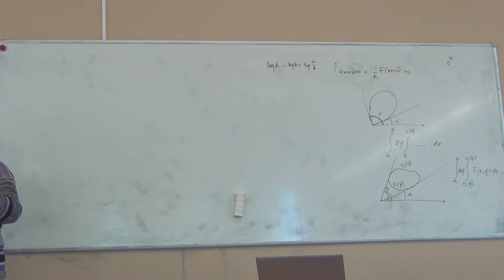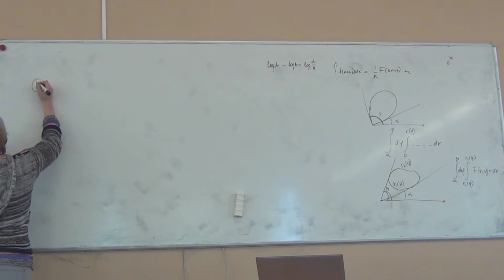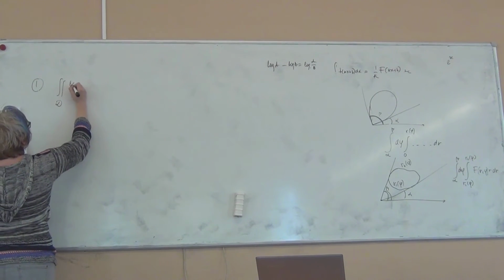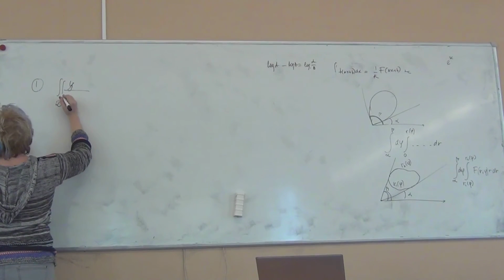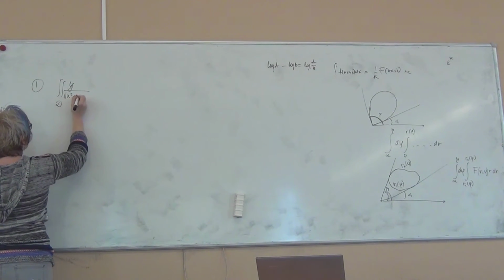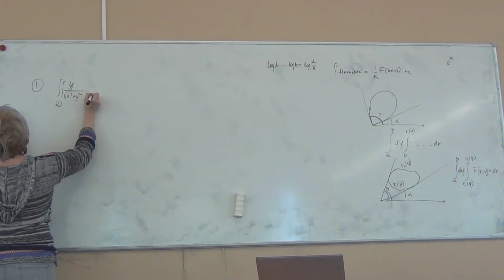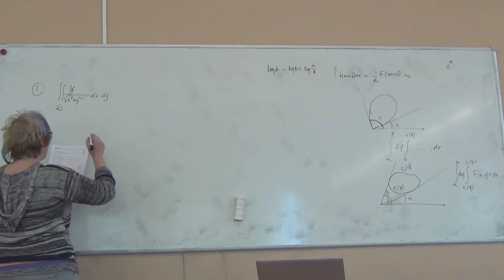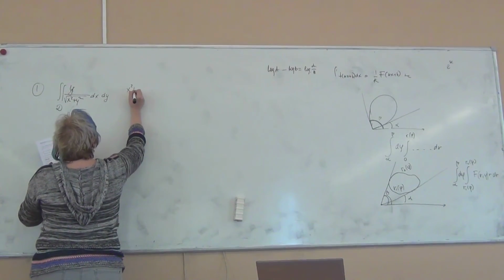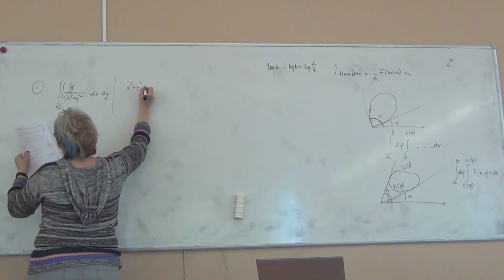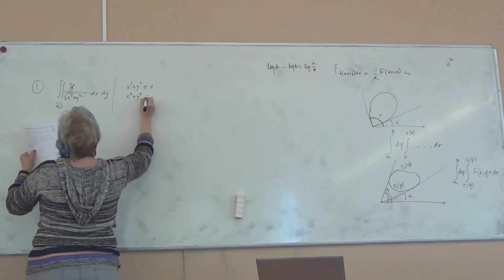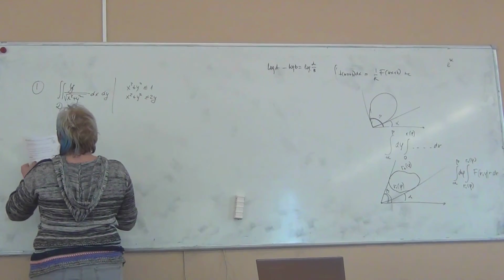All right. Let's start with exercise 1. Integral of y over square root of x squared plus y squared dx dy. The region is given by x squared plus y squared less than or equal to 1, and x squared plus y squared less than or equal to 2y. We had something similar.